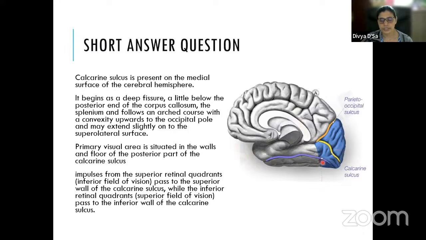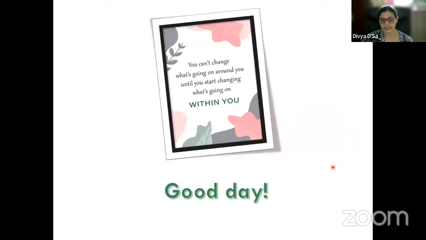It is important because the primary visual area is situated in the walls and the floor of the posterior part of the calcarine sulcus. An important point: impulses from the superior retinal quadrants, that is the inferior field of vision, pass to the superior wall of the calcarine sulcus, while those from the inferior retinal quadrants, the superior field of vision, pass through the inferior wall of the calcarine sulcus.